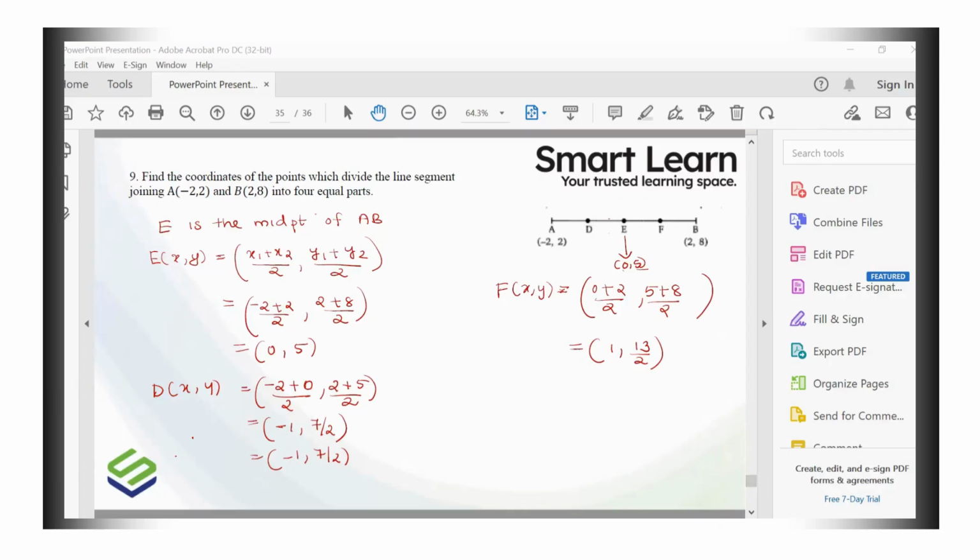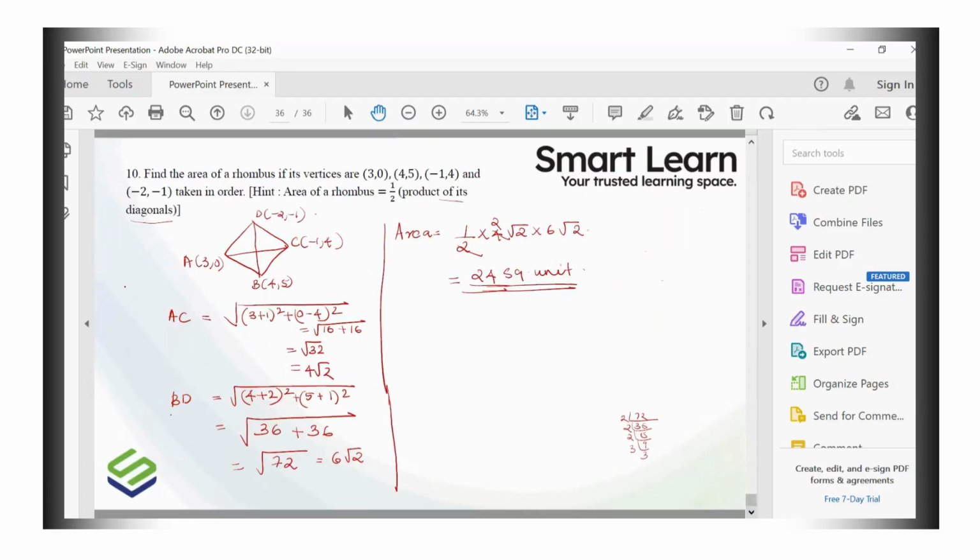Or other than that you can do it this way. If you are taking D, it will be 1 is to 3. When you take E, you can take 2 is to 2. And F, you can take 3 is to 1. That way also you can do.